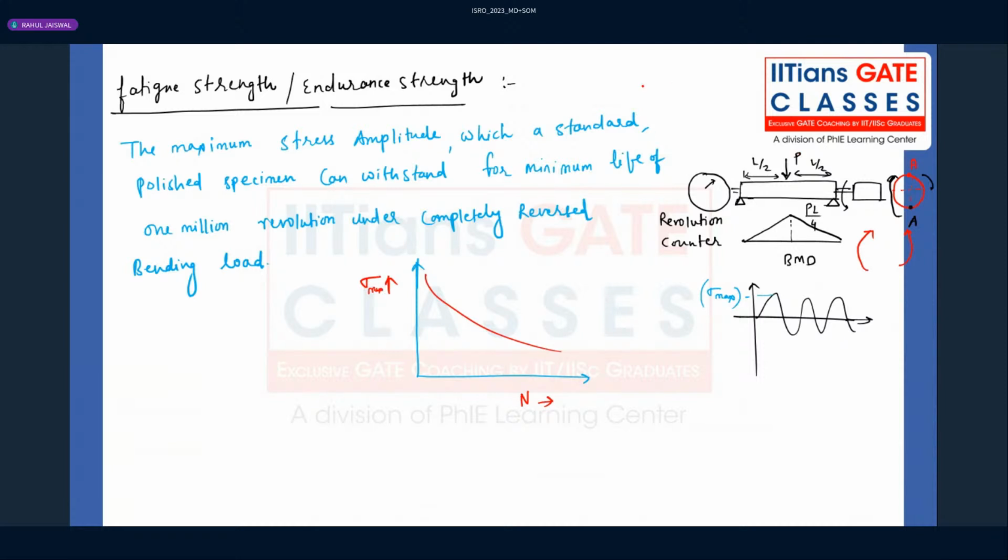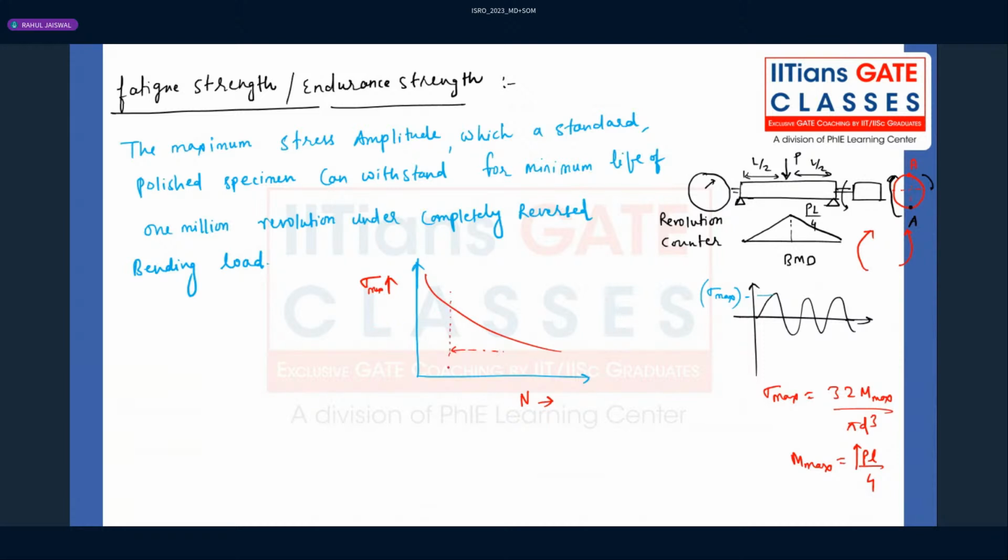See how we can calculate the maximum bending stress. That is very simple: 32 M maximum divided by pi d cubed. But what is the M maximum? M maximum is PL by 4. Now, when I increase the value of P, my bending moment will increase, my bending stress will increase. That means we are coming closer towards this particular diagram.